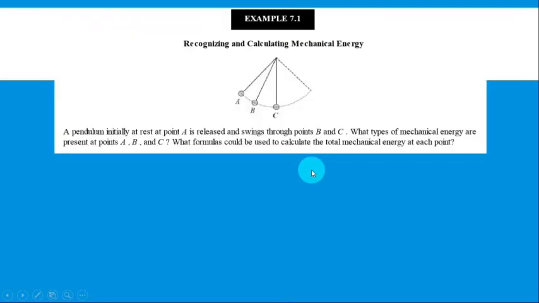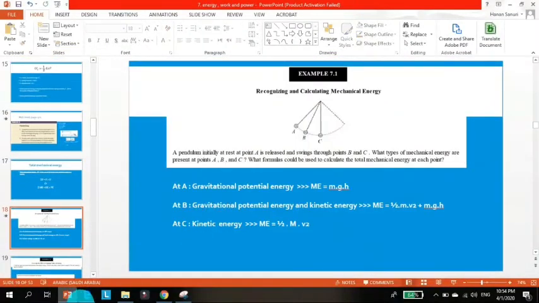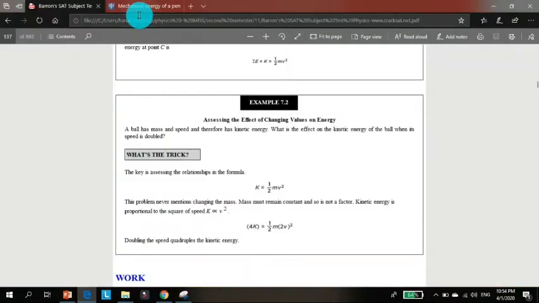Okay? Great. Before we solve this question, let's watch a video together about the pendulum because it's very important in our lesson. Then we'll come back to this part.